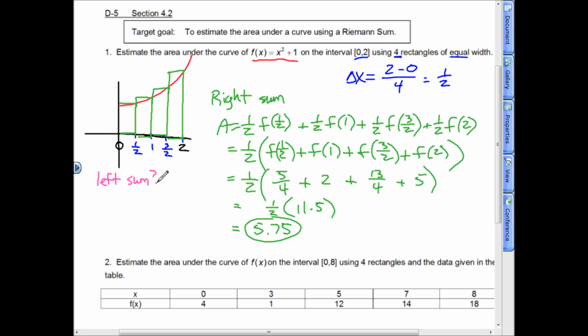The only difference if we were going to use the left sum is how tall that first rectangle is. Instead of going to the right side of it, I'd go to the left side of it. So that left sum would start off with 1/2 times f of 0. And now we're going to be a little bit under.